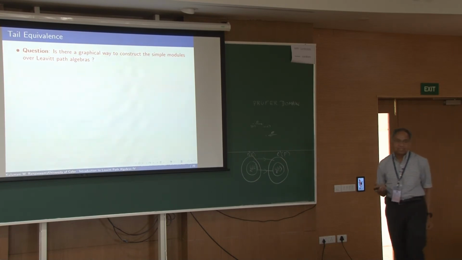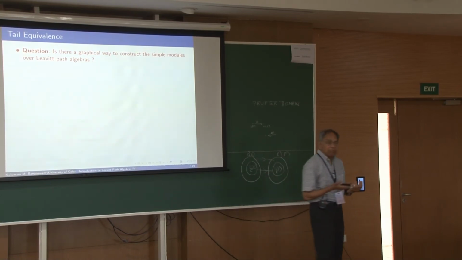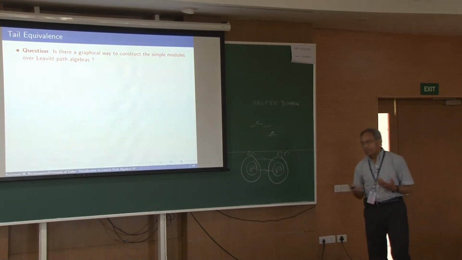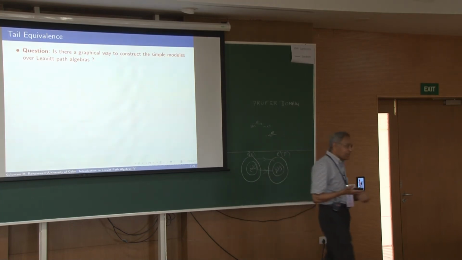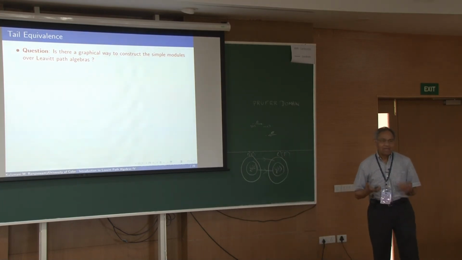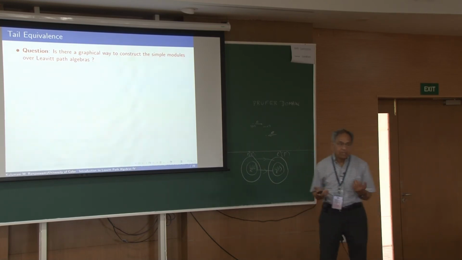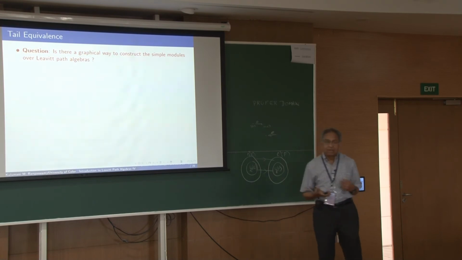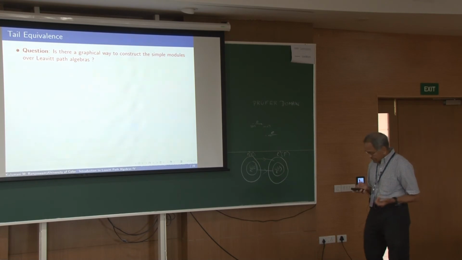So the next question is, since we are essentially taking baby steps in the module theory, the first thing would be I want to describe some information about modules. The simplest of the modules is the simple module. So can we have some way to graphically construct simple modules? I would like to at least indicate how, in the case of Leavitt path algebras, there are some nice graphical techniques that help us.